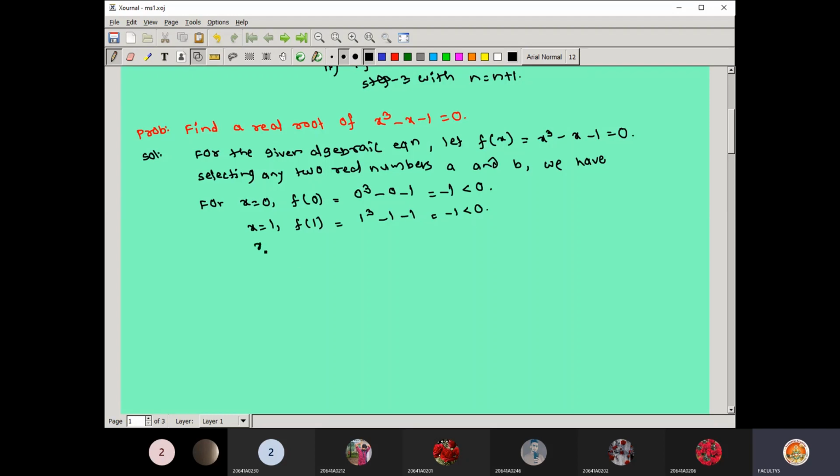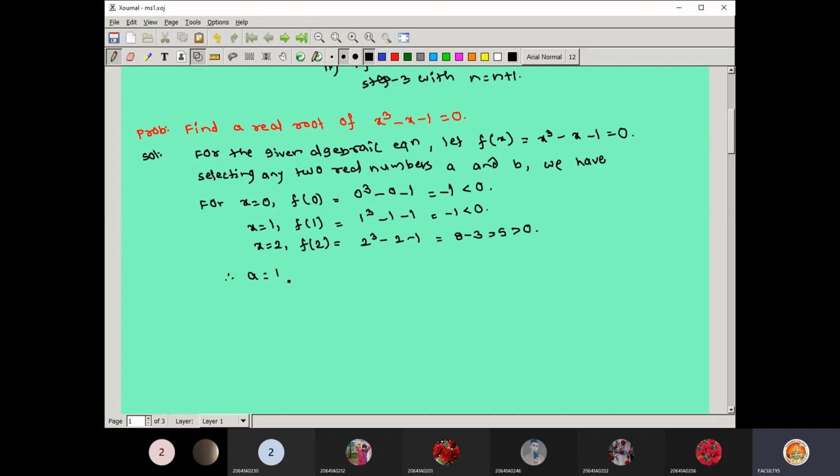Better you go for the next value, x equal to 2. So f of 2 is 2 cube minus 2 minus 1, which is nothing but 8 minus 3. You get the answer 5, which is greater than 0. Previously it was negative, now it is positive. So immediately you can stop the process. a is the negative value you are focusing on. Negative means the previous negative value. Don't go for the starting value. Your previous negative value is minus 1.